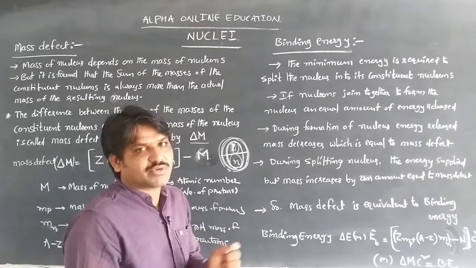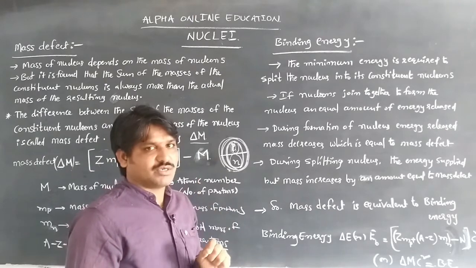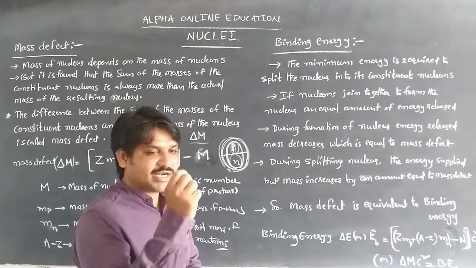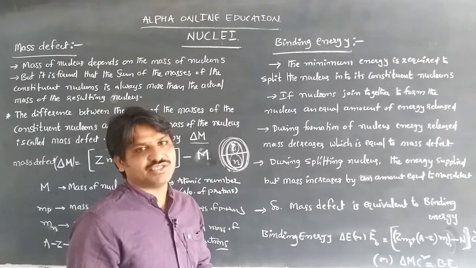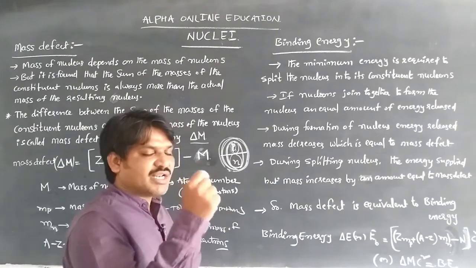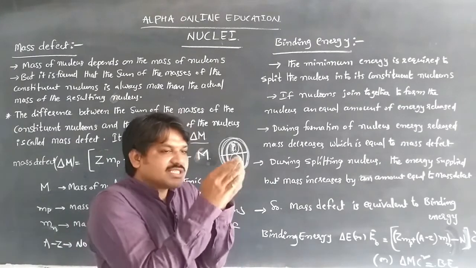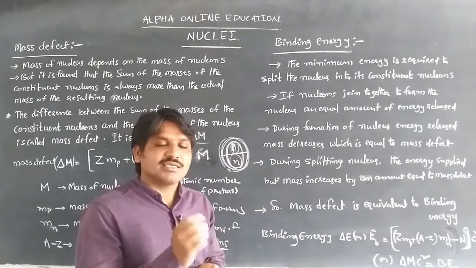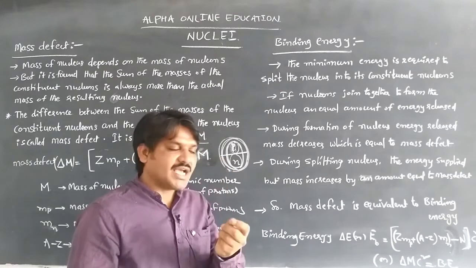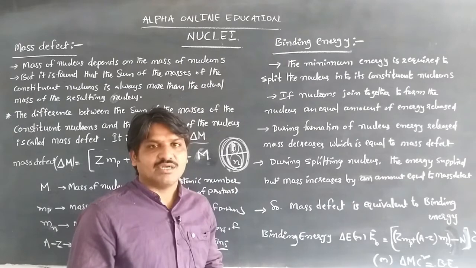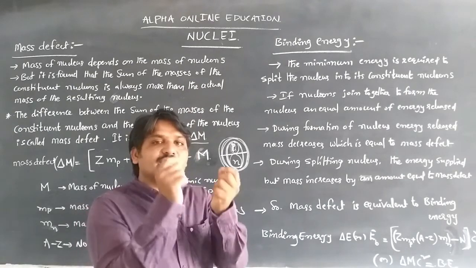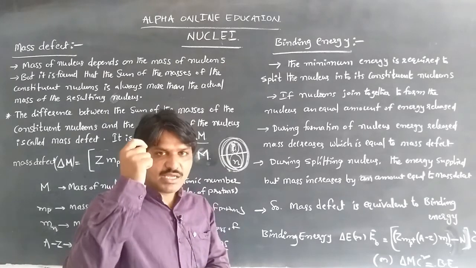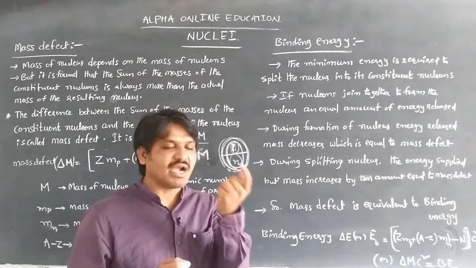is called the binding energy. It means the minimum amount of energy required to separate the protons and neutrons in the nucleus into constituent nucleons is called the binding energy, as well as the minimum energy required to combine the constituent nucleons to form a nucleus is also called the binding energy.